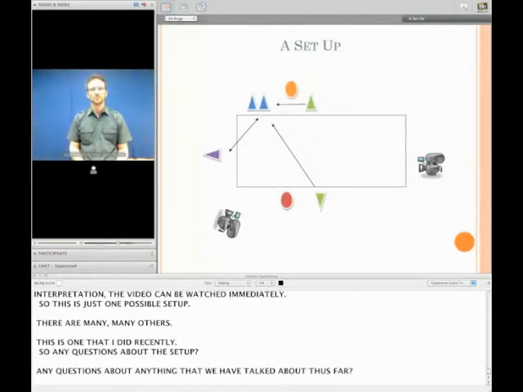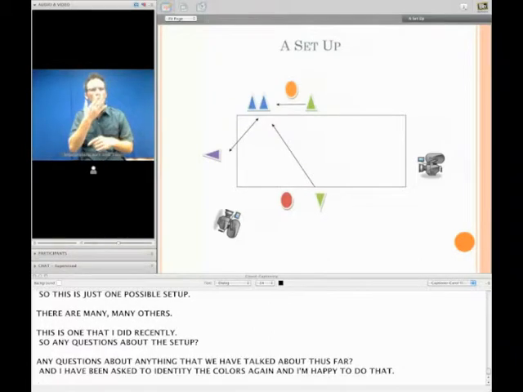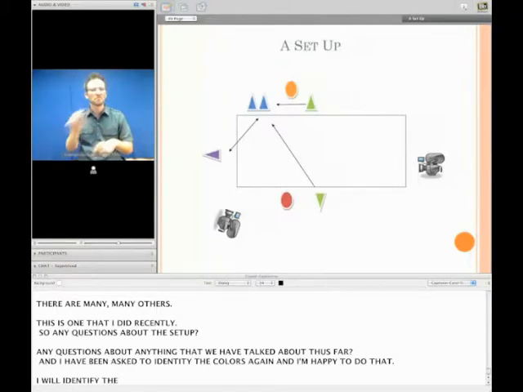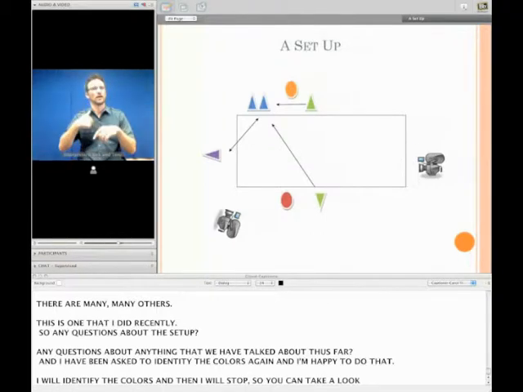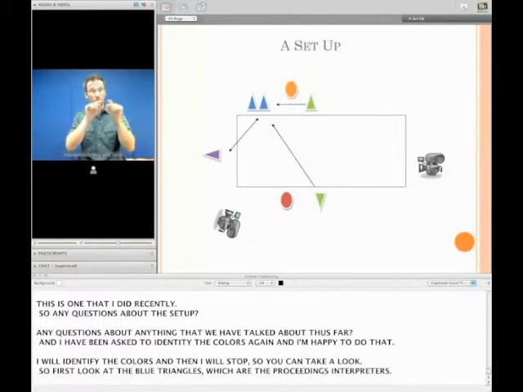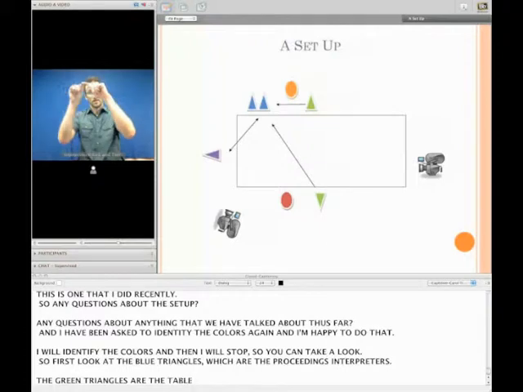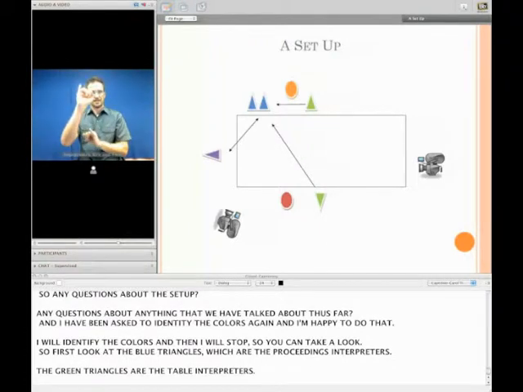And I've been asked to identify the colors again, and I'm happy to do that. I will identify the colors, and then I will stop so you can take a look. So first look at the blue triangles, which are the proceedings interpreter. The green triangles are the table interpreters. The deponent is the purple triangle.